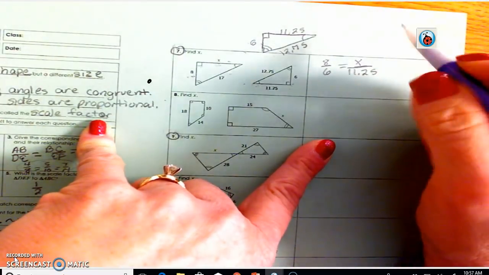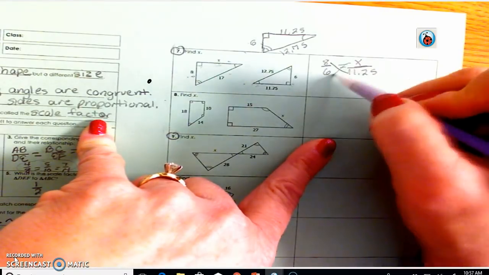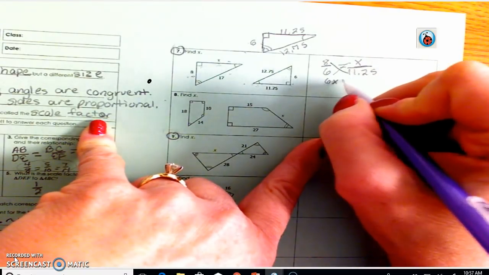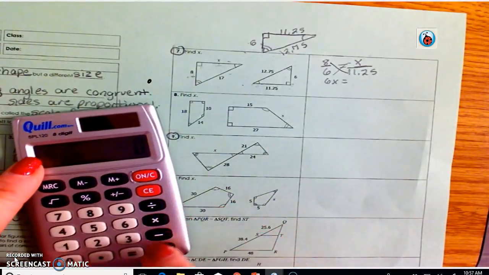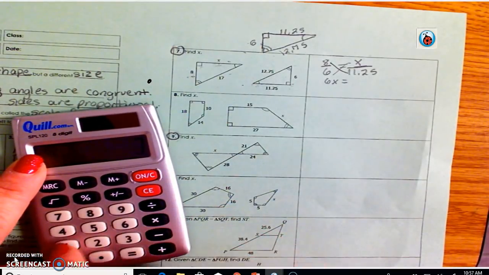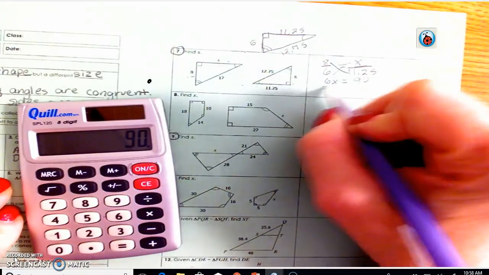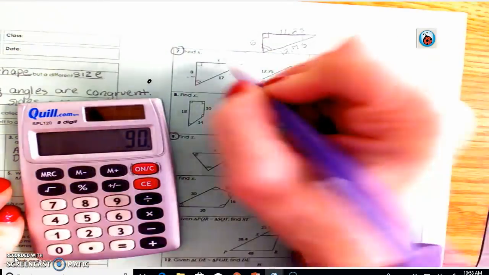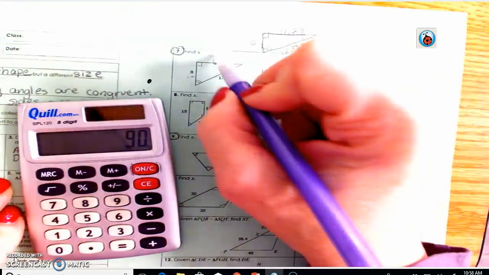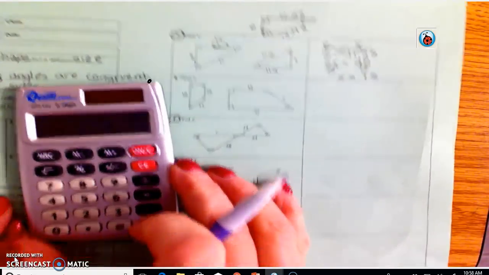And so there's our proportion to solve. We cross multiply, get 6x equals, and then on my calculator, 8 times 11.25, and that gives me 90. Divide both sides by 6, x equals 15. This side right here equals 15. Okay.